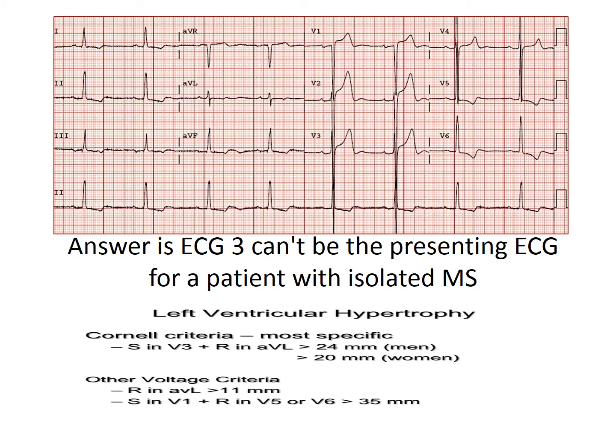The correct answer is ECG number 3 because this ECG cannot be the presenting ECG for a patient with isolated mitral stenosis. This ECG shows evidence of left ventricular hypertrophy, which does not occur in mitral stenosis. We can see a very deep S wave in V1 and a very tall R wave in V5, and one of the voltage criteria for left ventricular hypertrophy consists of an S wave in V1 plus an R wave in V5 or V6 more than 35 mm, which is the case in this ECG.